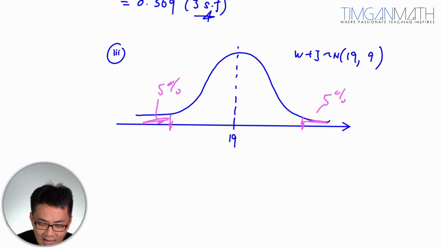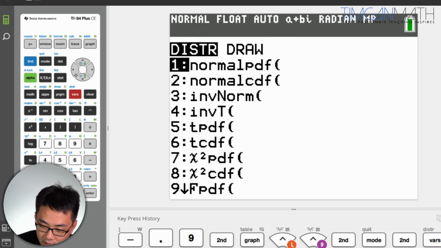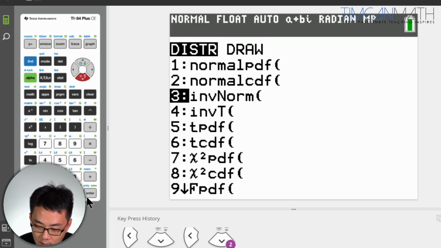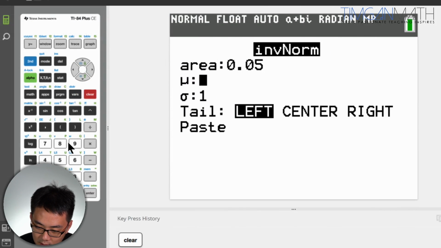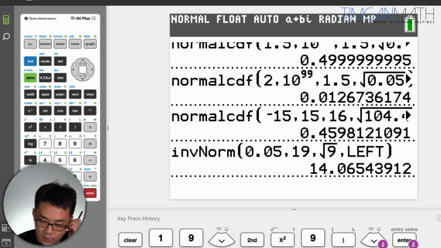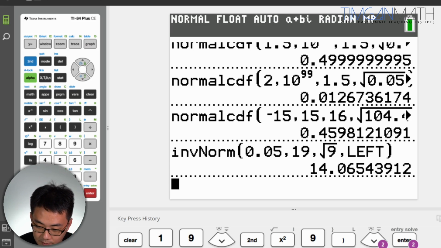What you should do is just solve for inverse norm for both sides. It's not hard because it's 5%, right? You want the 5% on both ends. So you just basically need to do inverse norm, 5% on the left and on the right. So this is mean 19 and standard deviation root 9, which is 3. Then on the left, there will be 14.06. Then you get the right side.